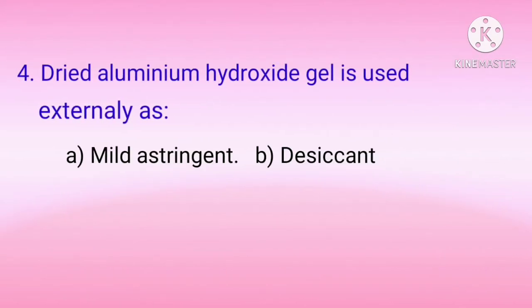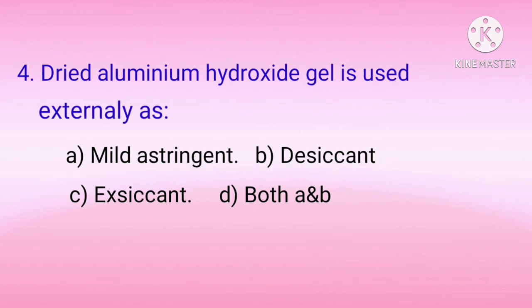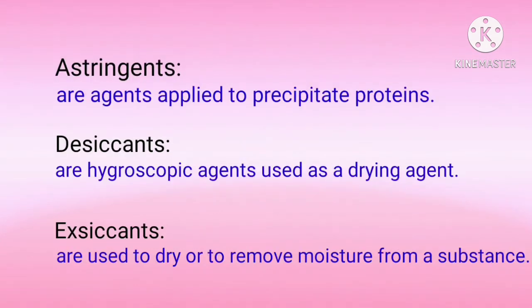Fourth question: dried aluminum hydroxide gel is used externally as? Option A. mild astringent, B. desiccant, C. exsiccant, D. both A and B. Answer is option D. both A and B.